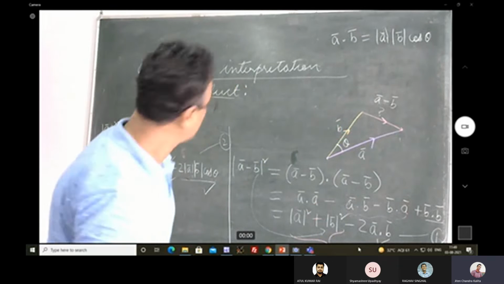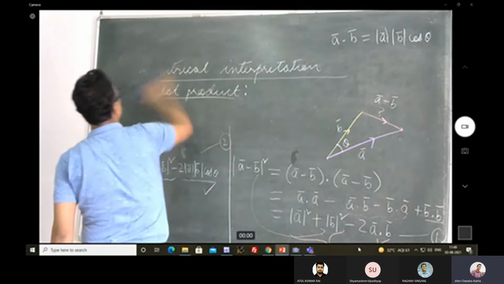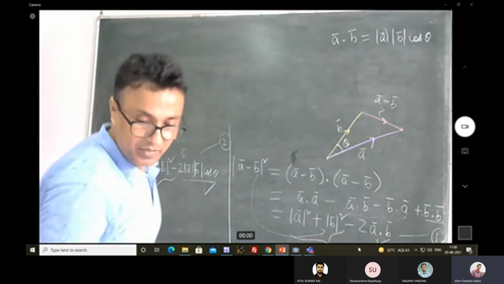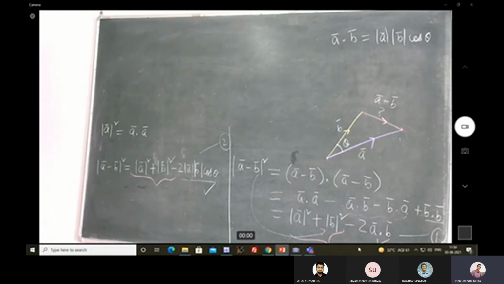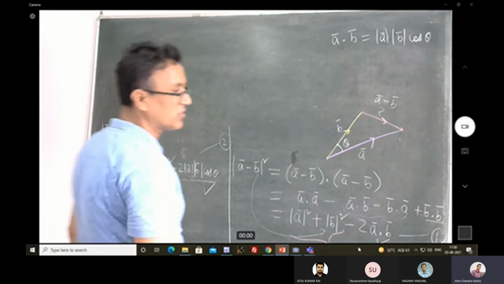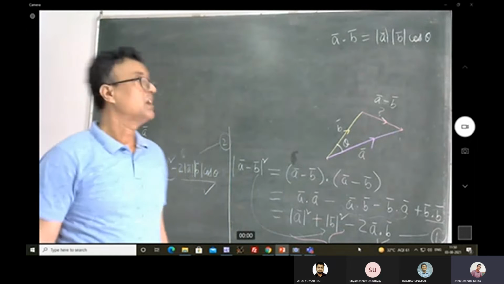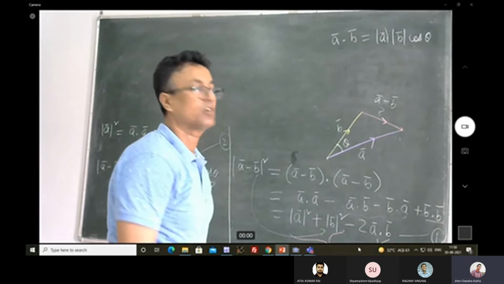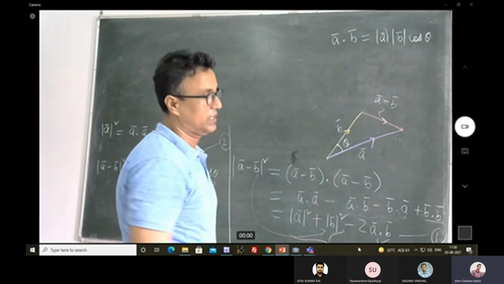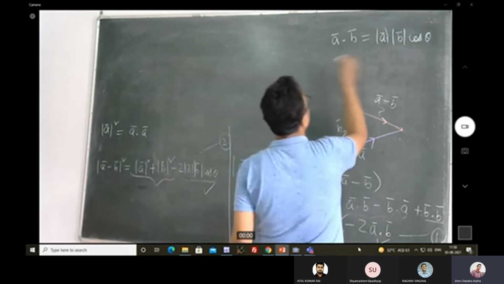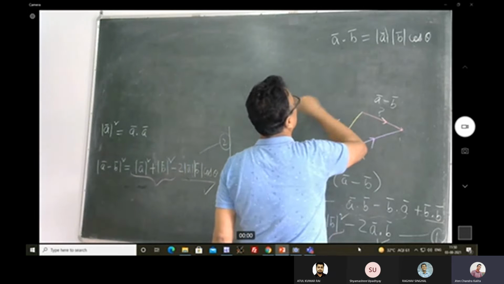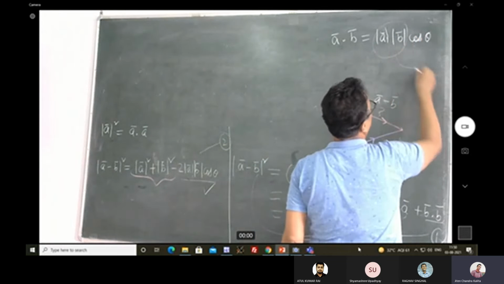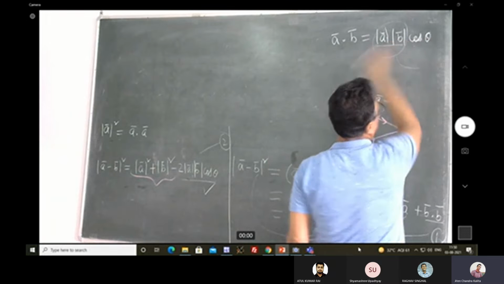Okay, fine. So this is the geometrical interpretation of the vector dot product. If A and B are two vectors and theta is the angle between them, then A dot B is simply equal to magnitude of A into magnitude of B cos theta. From here, you obviously see this product is non-negative.